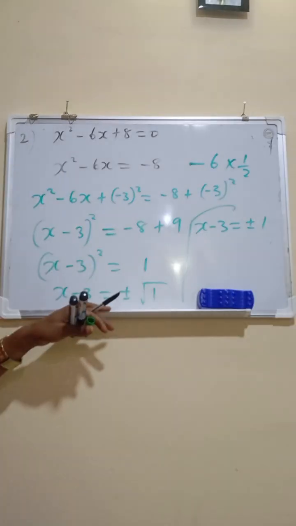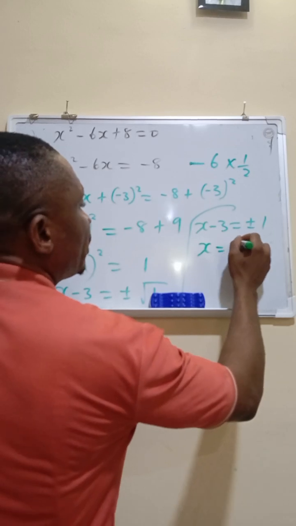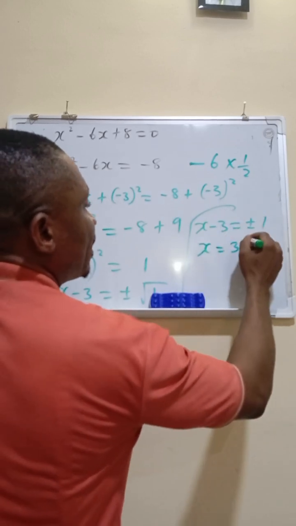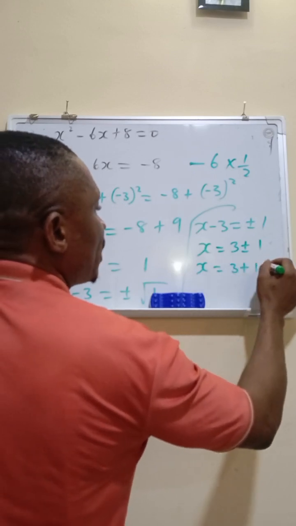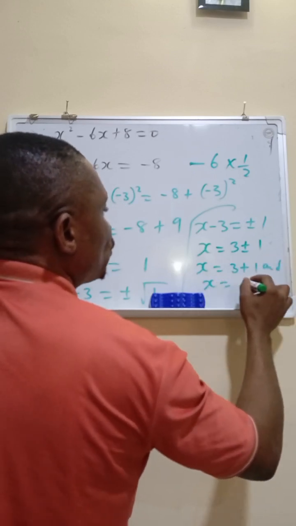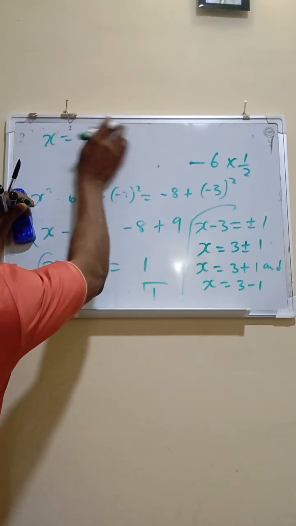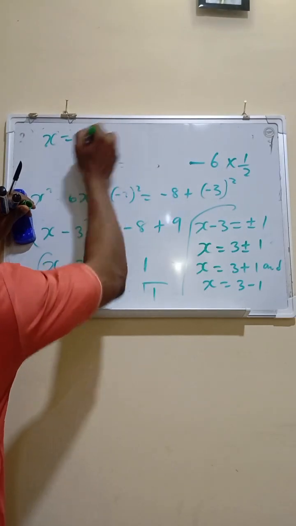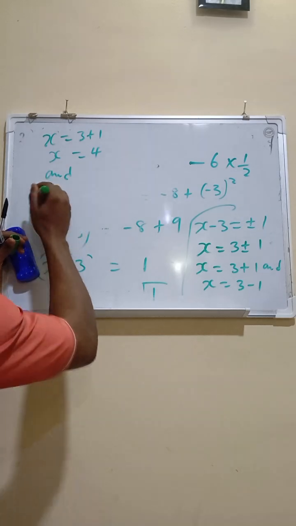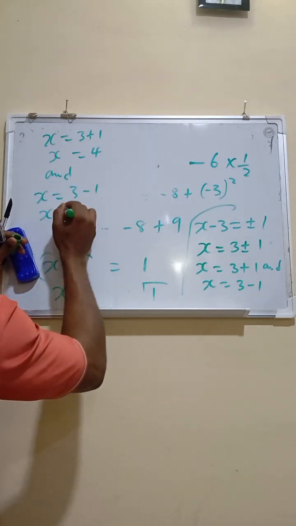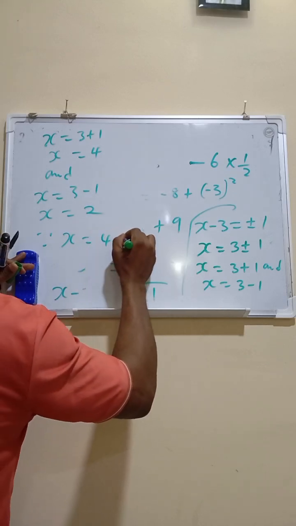The square root of 1 is 1. Then we say x equals 3, since minus 3 crosses to become plus 3. We separate it: x equals 3 plus 1 and x equals 3 minus 1. Then solve it. 3 plus 1 gives x equals 4. And the second one, x equals 3 minus 1, gives x equals 2. Therefore, x equals 4 and 2.